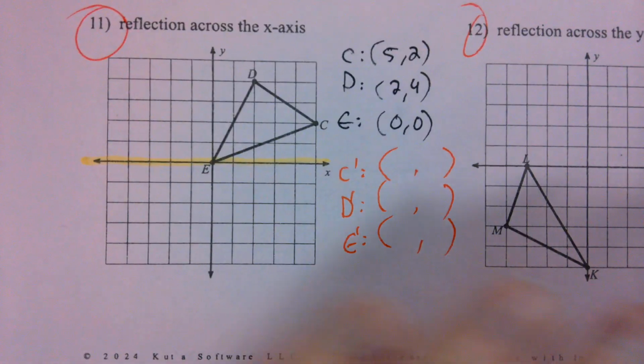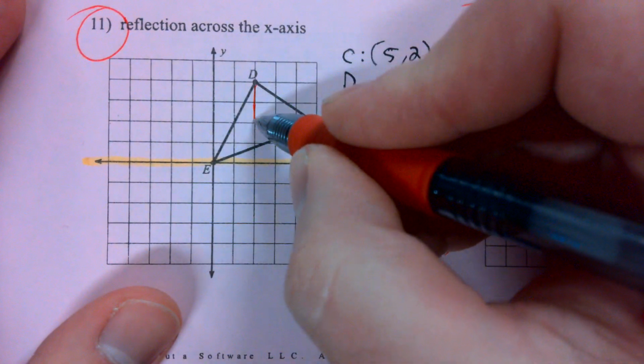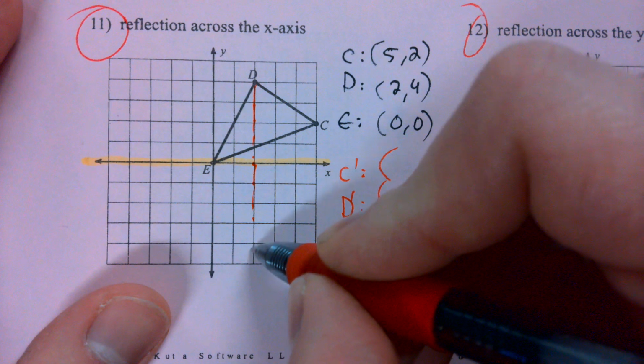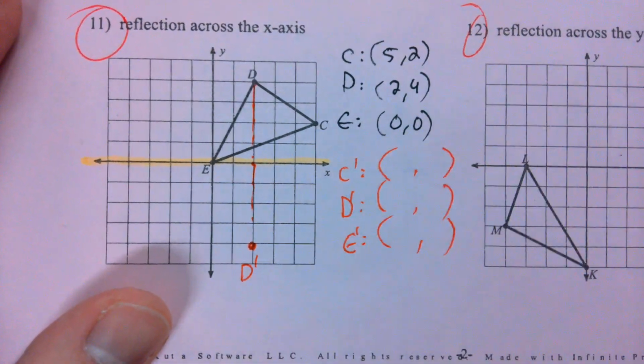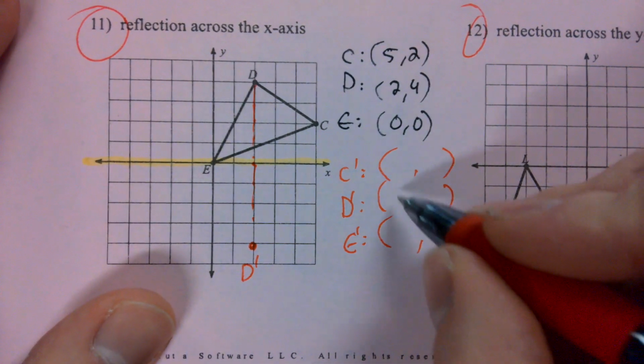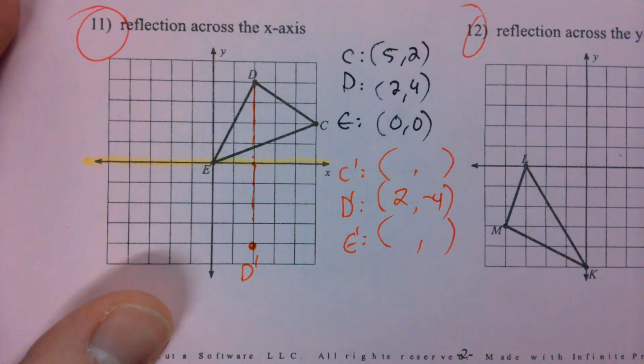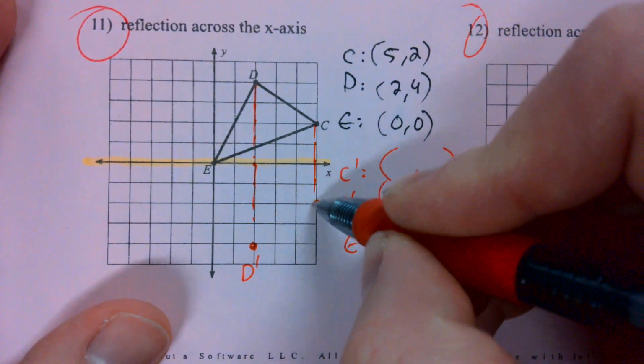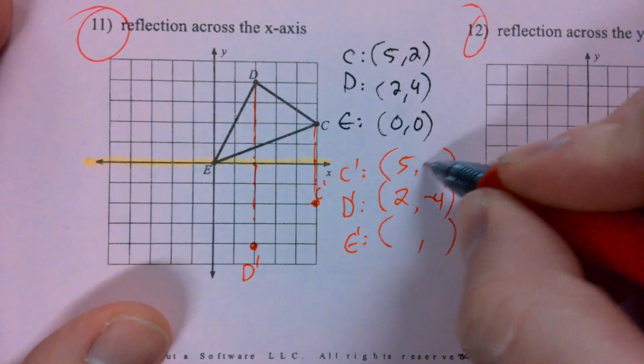Very quickly, I'm going to go to D is 1, 2, 3, 4 spaces away. I'm going to go 1, 2, 3, 4 more spaces and make D prime at 2, negative 4. C is 1, 2 spaces away. I'll go 2 more, 5, negative 2.